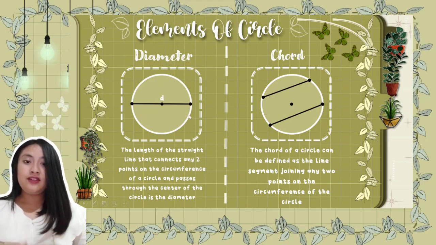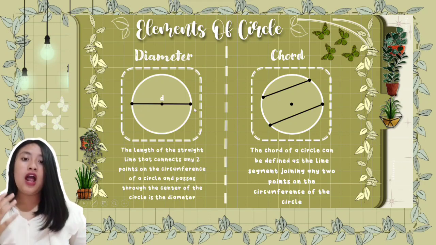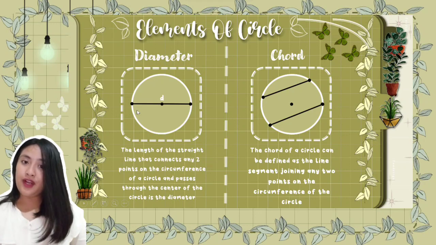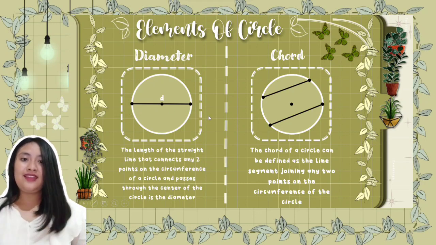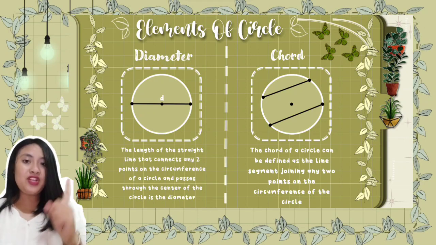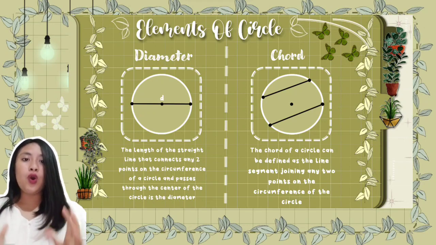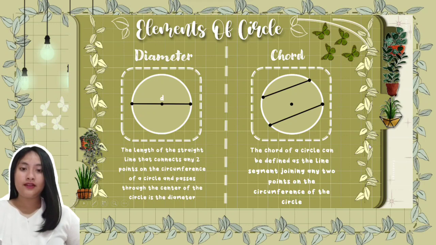Let's go back to the diameter. The endpoints of the diameter also lie on the boundary of the circle, right? So, is this a chord too? Yes, it is, but it's a special one. It's the longest chord of the circle.